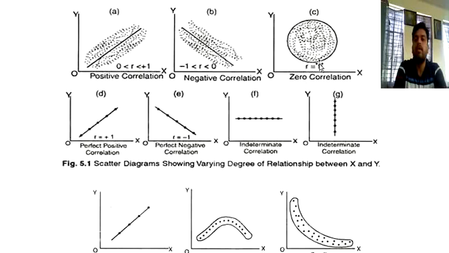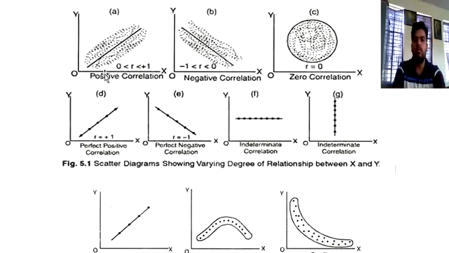There, what will happen? There will be a circle. Circle means there is no impact of one variable on the other. Both are moving in their own way. Both have their own impact, not the other's impact. So in that case, this is zero correlation.